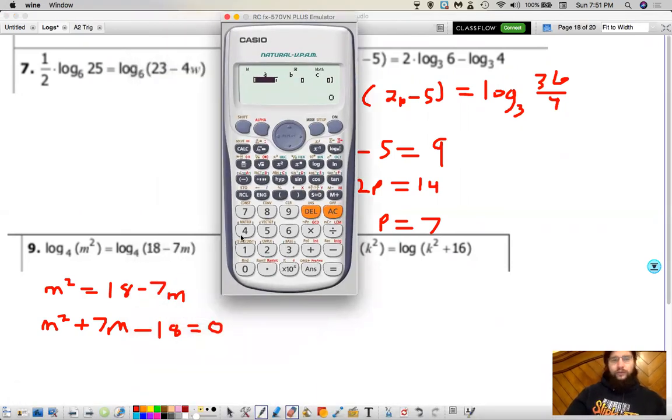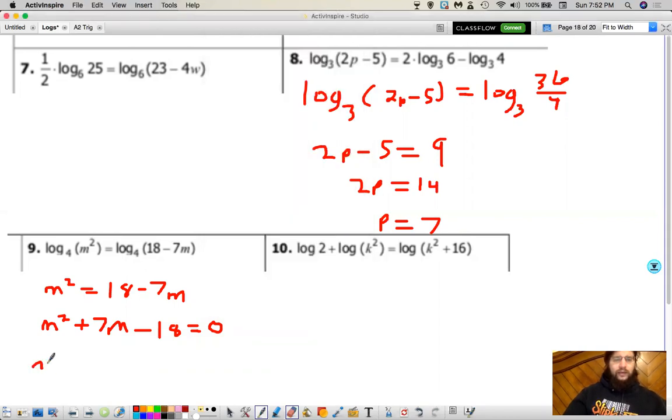Or the quadratic formula if you feel like it, or factor using the AC method. I don't care how you solve it. I'm not testing you on quadratics, I'm testing you on logarithms. Yeah, those. 2 and negative 9. So write it out, m equals 2, m equals negative 9.